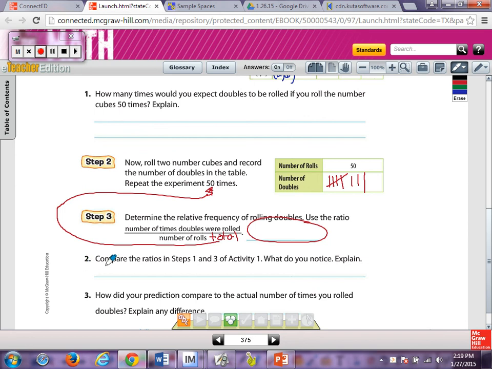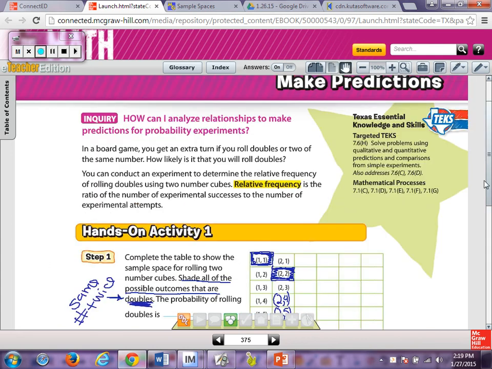Part 2 over here, compare the ratios in step 1, whatever you get here, to the ratio in step 3, excuse me, step 1 and 3, so that's this part also that we're doing right now, of activity 1. What do you notice? And explain. There should be some kind of relationship. I am not going to tell you what it is because that's the whole point of this lab, is to experiment and figure it out for yourself. After you've done that question, let's go ahead and move on to number 3 on the bottom.